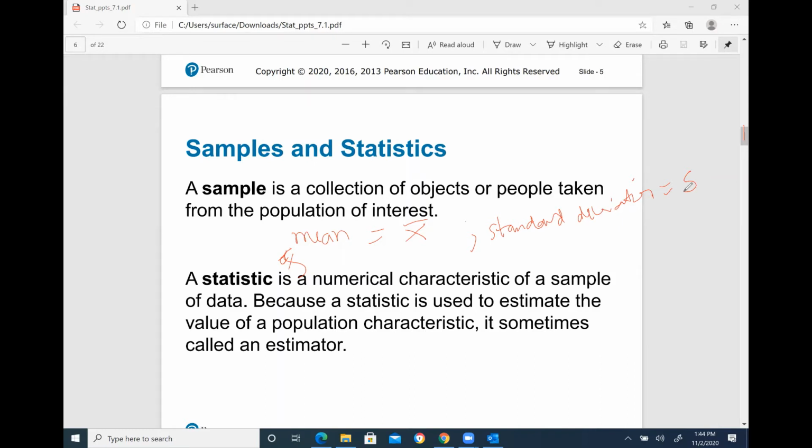And that's why they have a new name. They have a formal name we call statistics. And actually, a statistic is a numerical characteristic of a sample of the data, because a statistic is used to estimate the value of a population characteristic. It's sometimes called an estimator. So you can call a statistic the estimator, because x bar estimates mu for the mean, and small s estimates sigma for the population. It's kind of like that.